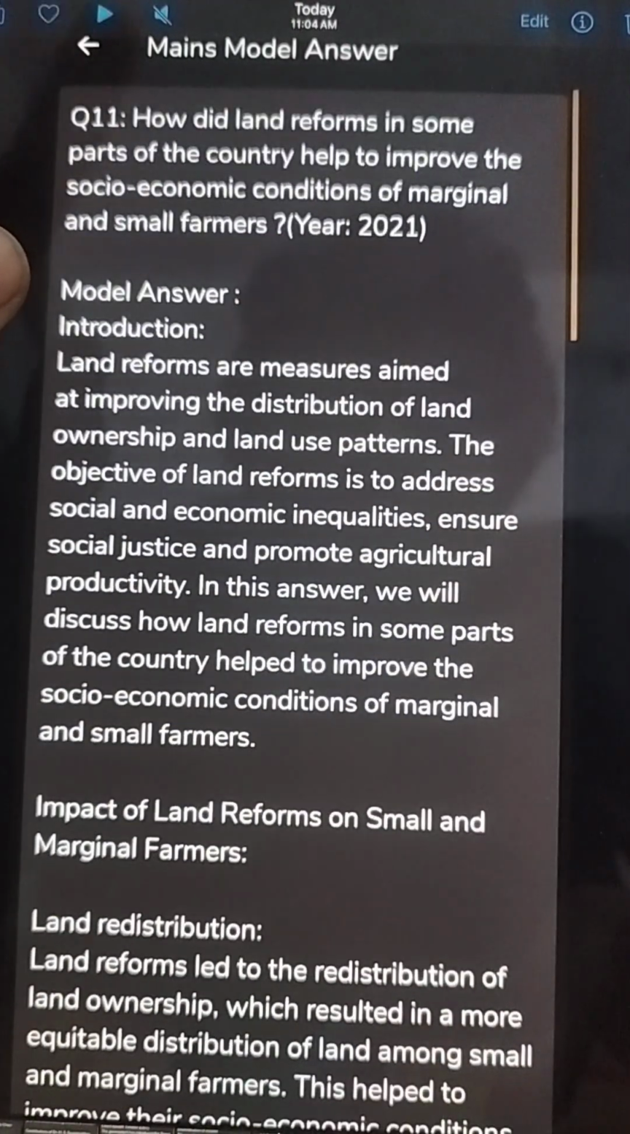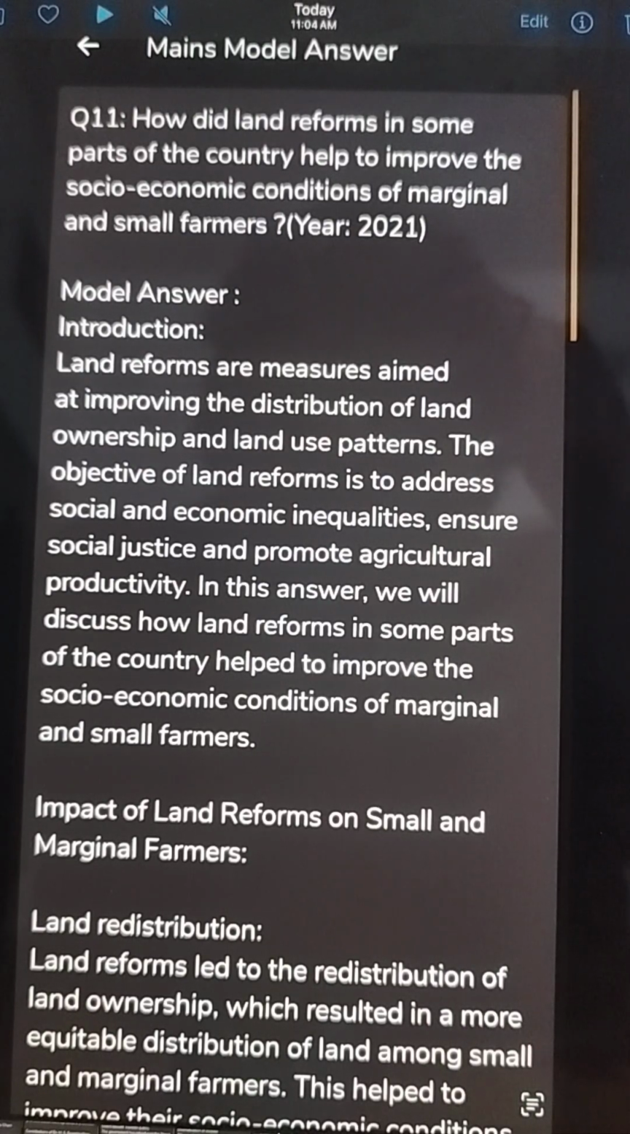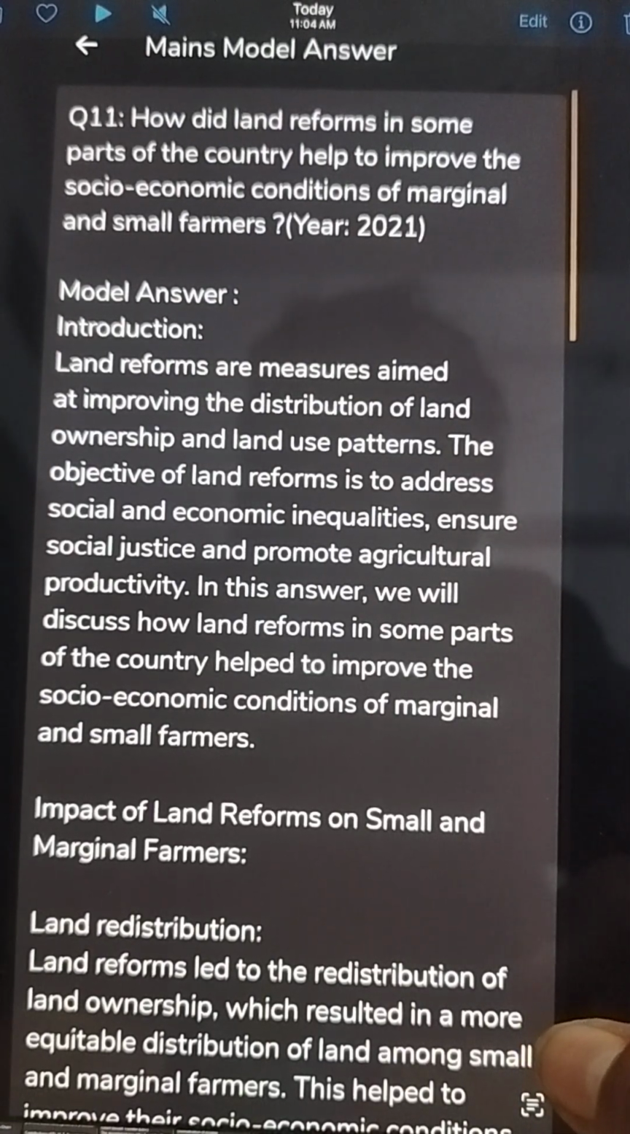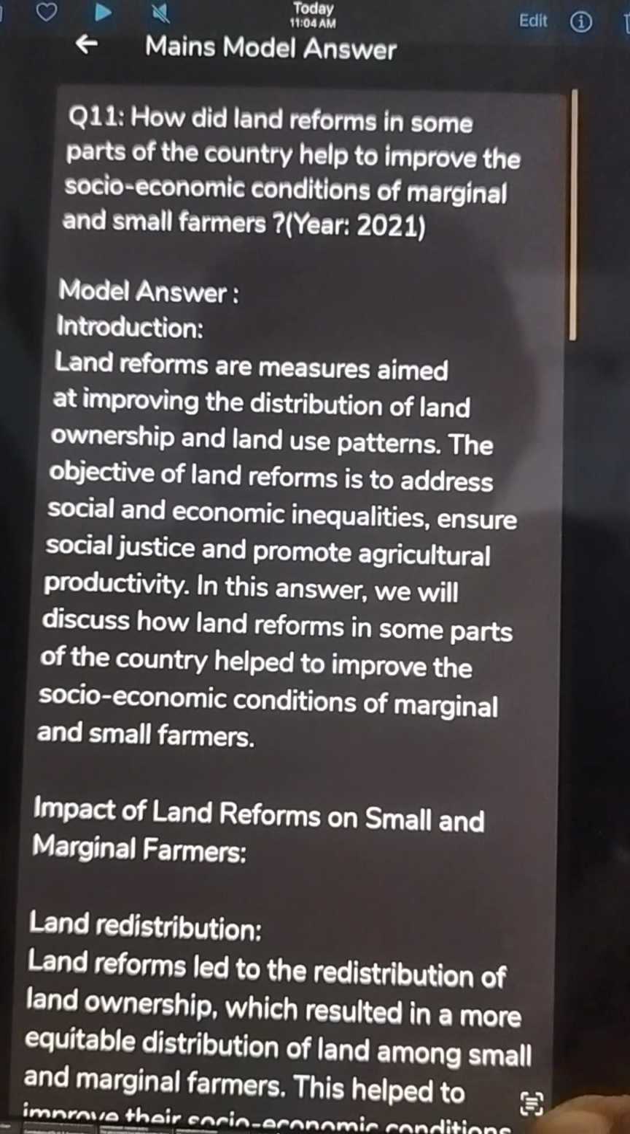Then comes the question: how did the land reforms in some parts of the country help to improve the socio-economic conditions of marginal and small farmers? Land reforms are measures aimed at improving the distribution of land ownership and land use patterns. The objective of land reforms is to address social and economic inequalities, ensure social justice, and promote agricultural productivity. In this answer, we will discuss how land reforms in some parts of the country helped to improve the socio-economic conditions of marginal and small farmers.